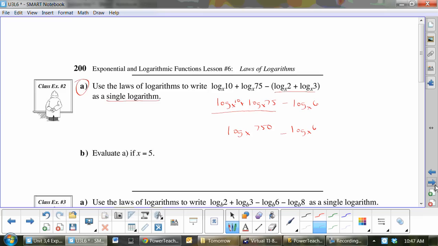Okay, this would be log x of 125. Okay, and then it said, well, what will be the answer if x equals 5? So that would be log 5 of 125. How can I figure that one out without a calculator? That's log 5 of 5 to the 3. So the answer is 3.